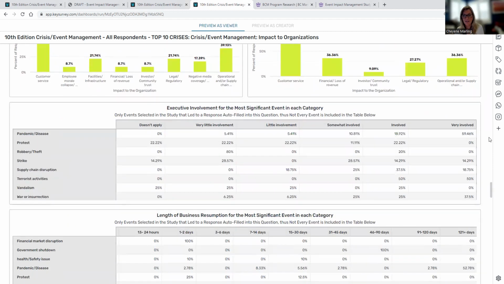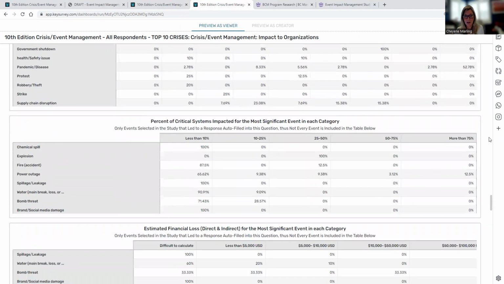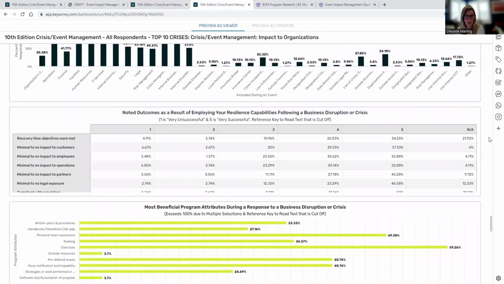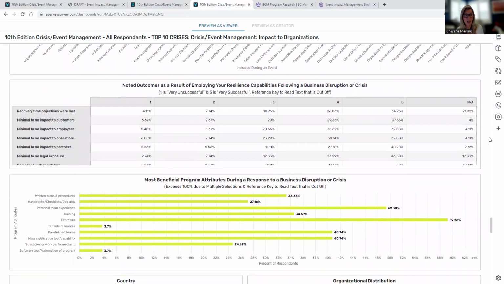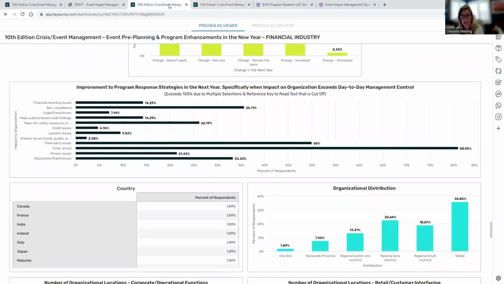Executive involvement, length of business resumption, what percent of critical systems were impacted, financial loss, who was included on your team when responding to events, what were some of the noted outcomes, and what was the most beneficial part of your program during a response. So again, great data. Everyone received this exact same dashboard. We did not customize this particular dashboard by industry or by size of organization. Only the pre-planning and the program enhancements were customized.